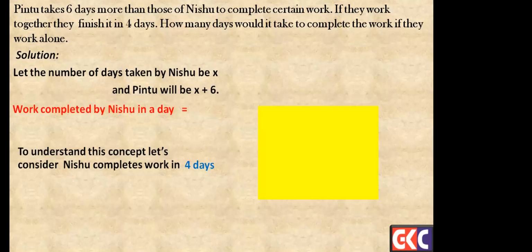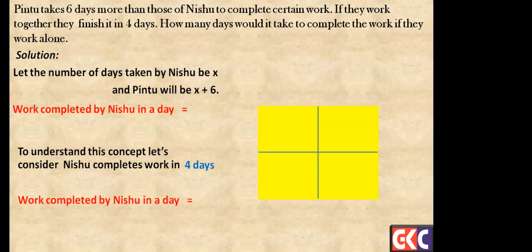Now if he is completing his work in 4 days, and every day he is completing an equal amount of work, then work completed by him in 1 day, how much will it be? Can someone tell me? See, I divided the work into 4 parts. Can I say that in one day 1/4 part will be completed? Did you understand what I want to say? Okay, work is completing in 4 days, so in a day 1/4 part is getting completed.